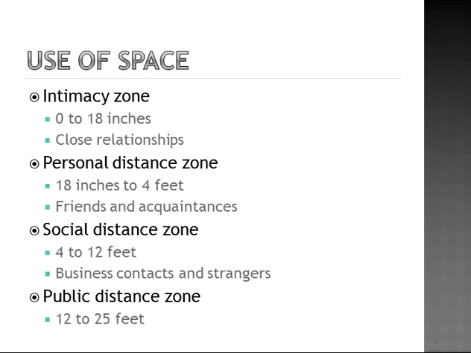Then we have the personal distance zone, 18 inches to 4 feet, friends and acquaintances. The social distance zone, which we know a lot of these days, is around 4 to 12 feet. Business contacts and strangers can be in this social zone if you're interacting with them. We can always include now the pandemic zone, which would include 6 feet away from individuals. But again, these social zones or these distances are important because each one communicates a certain type of relationship. The public distance zone is going to be around 12 to 25 feet. So simply by seeing how close people are together, it usually can communicate what type of relationship they may have.